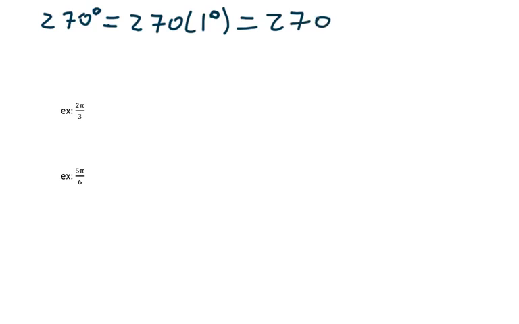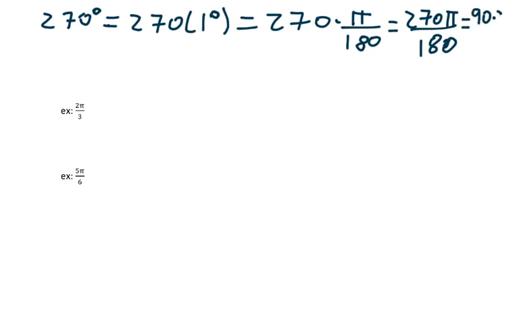So what I crossed out there was 270 degrees. So let me do that here. But it's really the same idea. So this is, again, 270 times 1 degree. And that is the same as 270 times pi over 180 radians. Okay, but again, we want to simplify this. Well, 270 is the same as 90 times 3. 180 is 90 times 2. So the 90s cancel, and we get 3 pi over 2.